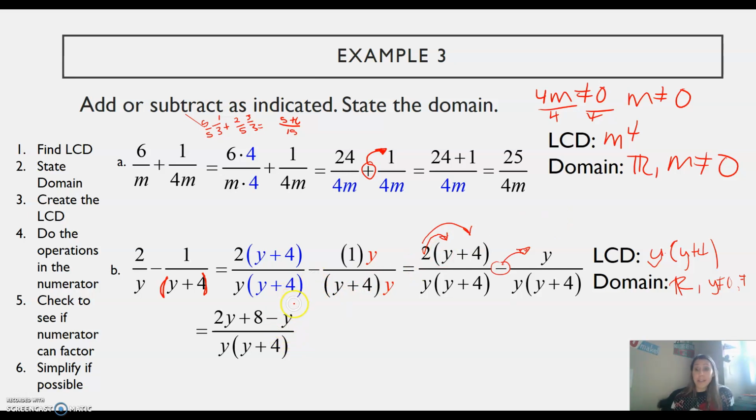Now I'm not done yet though, right? I've got to combine my like terms. So we've got a like term here and a like term here. So when I do that, I get 2y minus 1y, which is just y, plus 8. I cannot factor this any further. I'm going to go ahead and leave the denominator the way it is. That is my final answer, and I'm done.